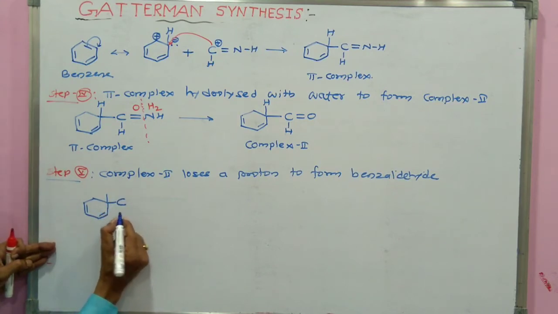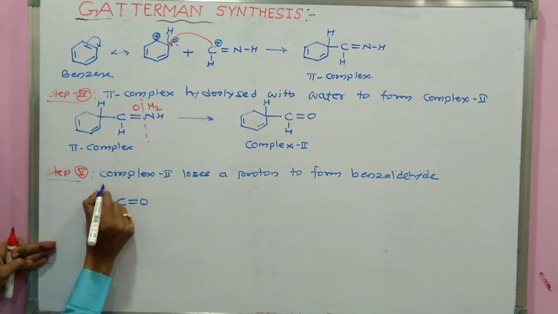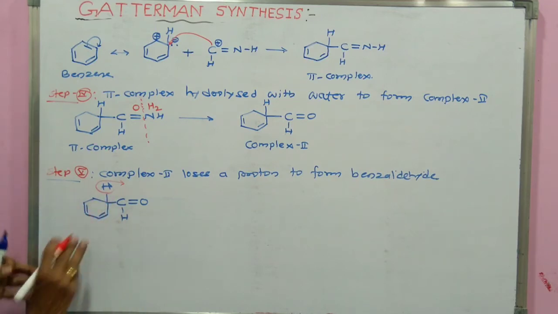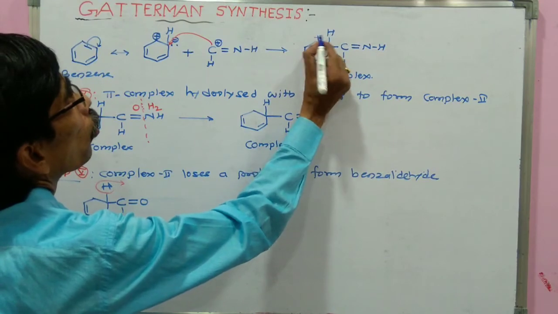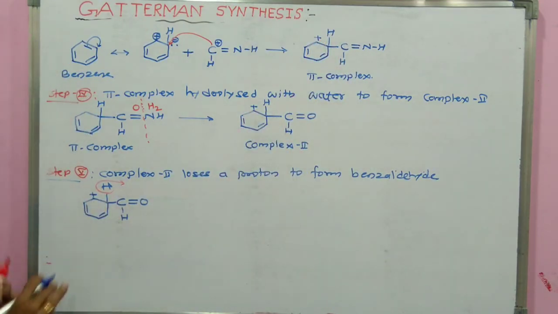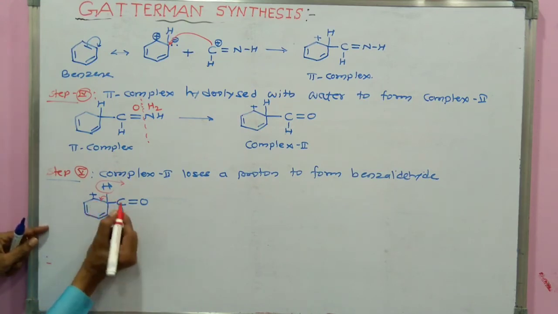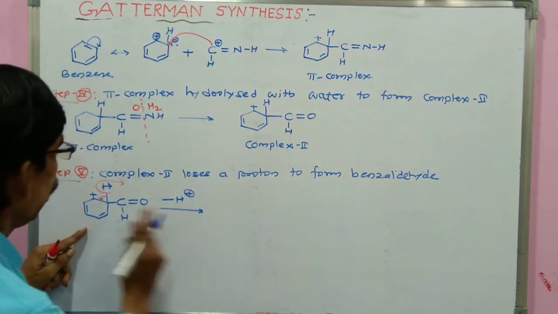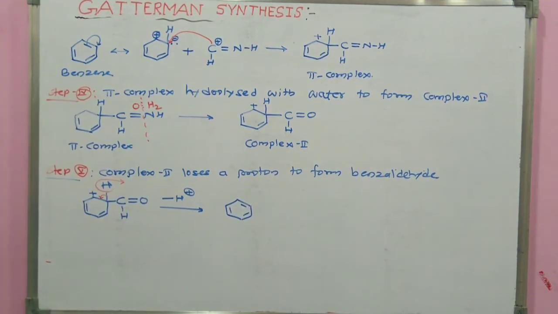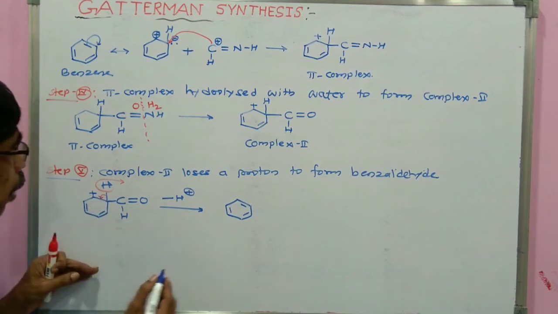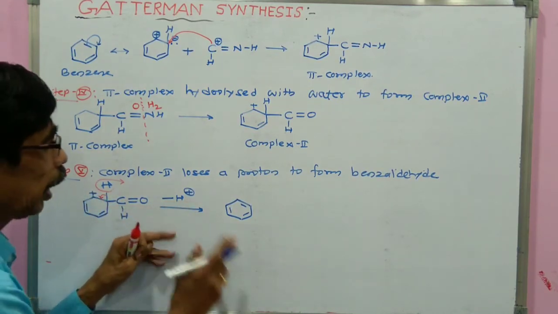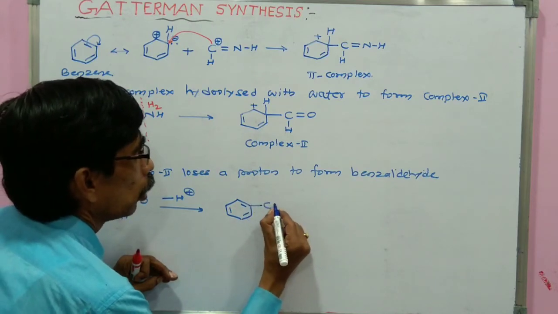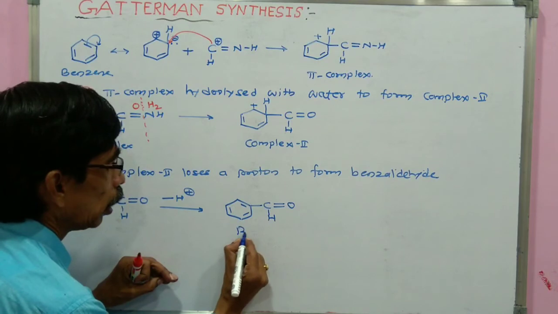Now this complex second loses a proton. Now this H plus is lost, and this bond is transferred in between these two carbon atoms. So this complex loses H plus ions to form the benzaldehyde, with C double bond O and H, and this is the benzaldehyde.